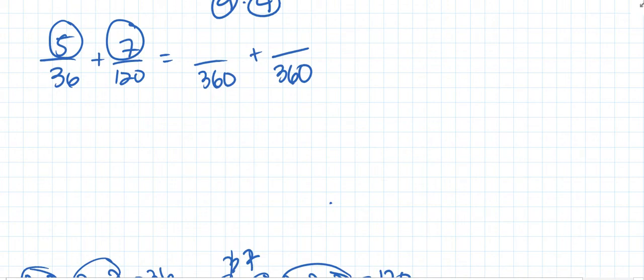36 and 360, you have to multiply it by 10. Now, since we multiply the bottom by 10, we must multiply the top by 10 as well. So you get 50, right? 10 times 5 is 50.